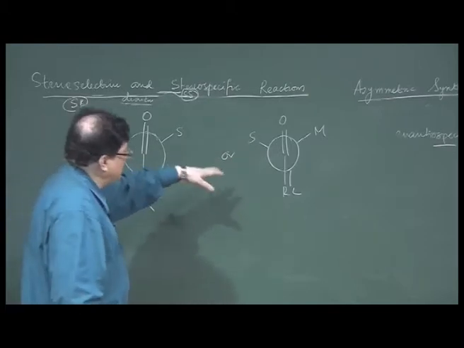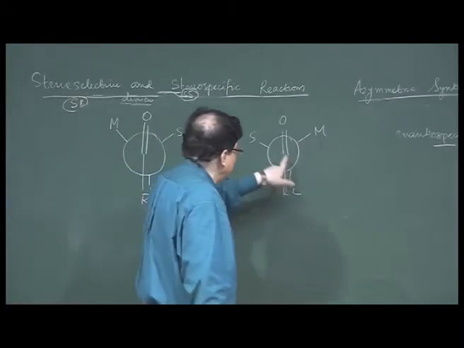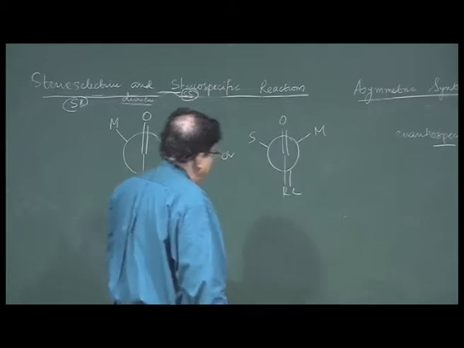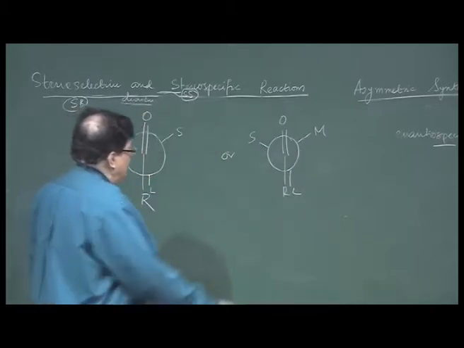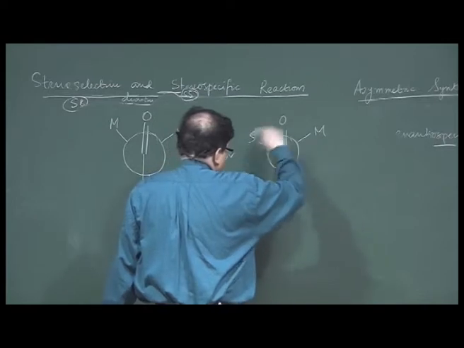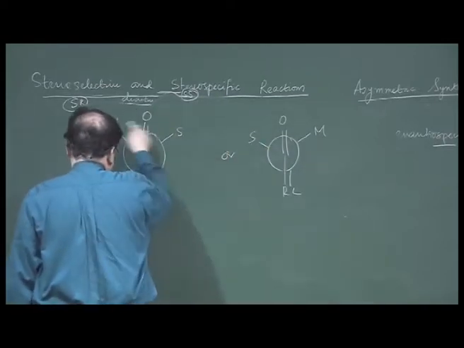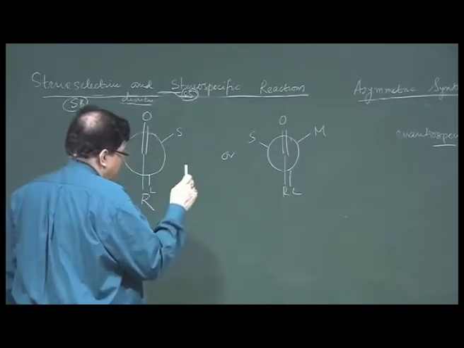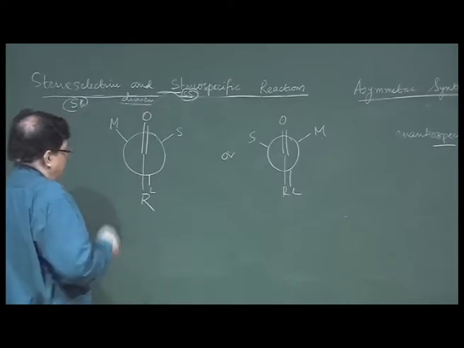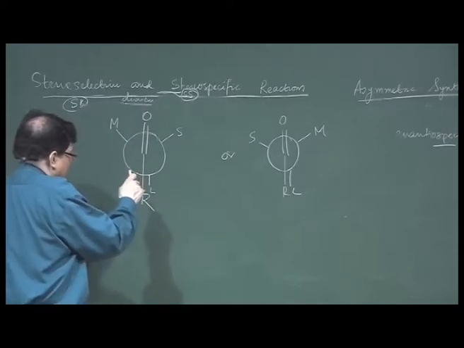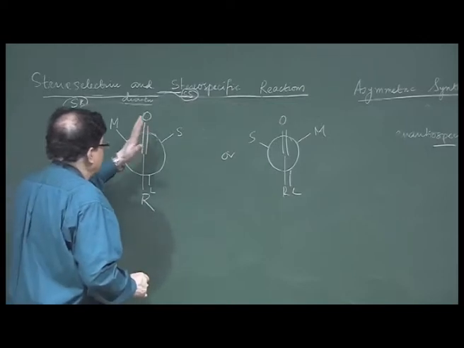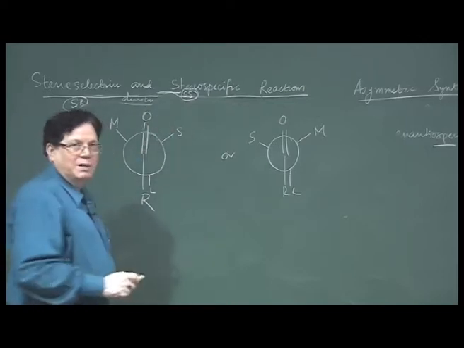Again I repeat, that depends on the chirality of the stereogenic center, whether LMS will be anti-clockwise or LMS clockwise, that depends on the configuration of the chiral center. But this is the preferred conformation, where the carbonyl is flanked between the small and the medium.